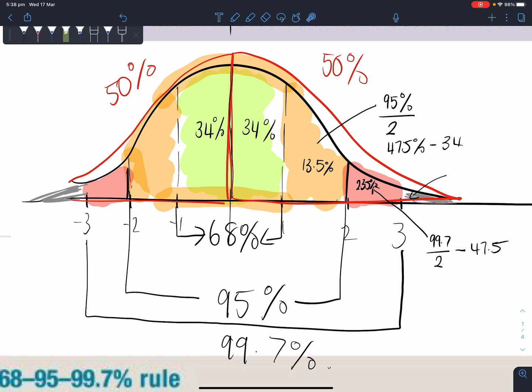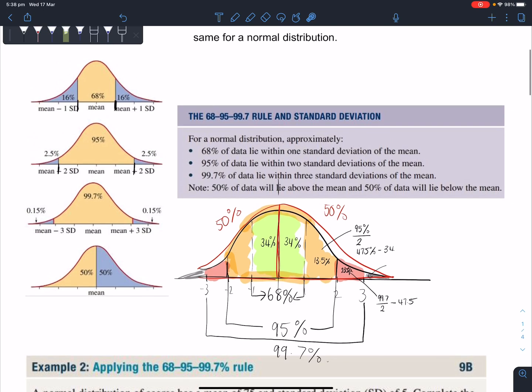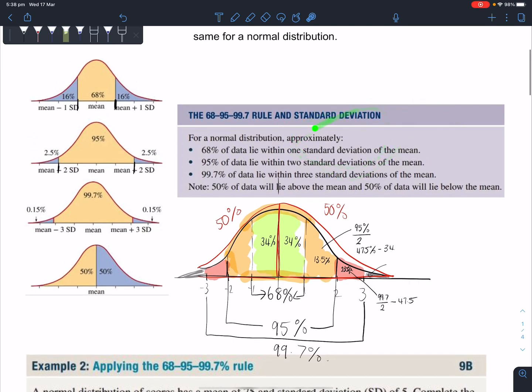Okay, but the whole point of this is that 68% is within the first standard deviation, 95% is within 2 standard deviations, and 99.7% is within 3. So not all the data, just 99.7%. Half of your data is on one side of the mean, the other half is on the other side. Okay. And that's rewritten there for you.